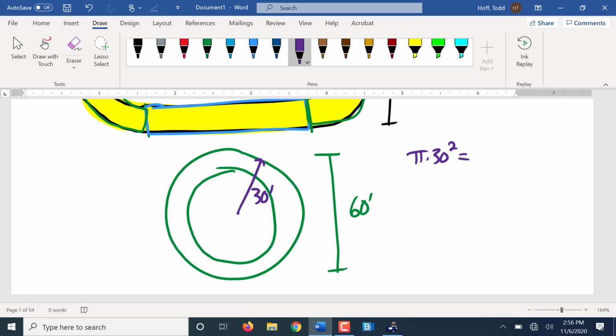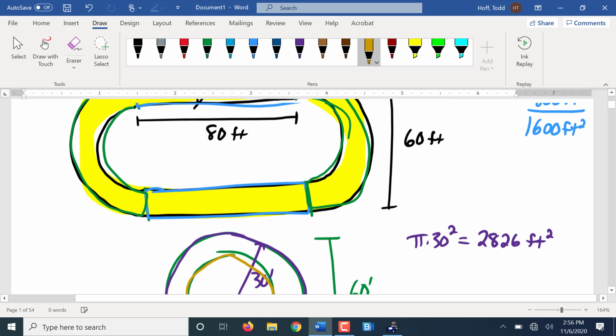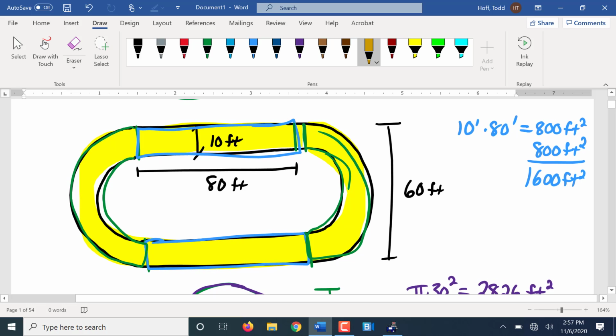Pardon me? 2,826 square feet. So now that's the big circle, but of course there's a little circle missing out of the middle here. What's the radius of that little circle? Yeah, if this is 10 feet here, if it was 30 out, it's going to be 20 now, right?